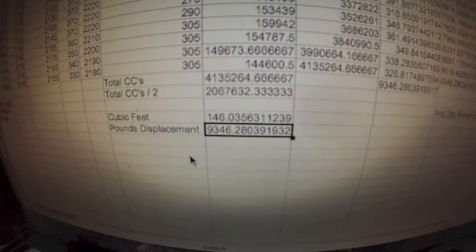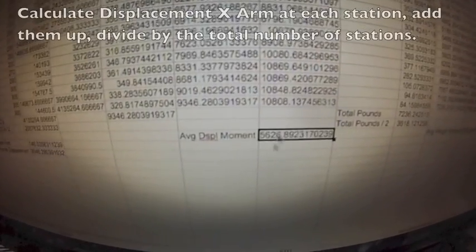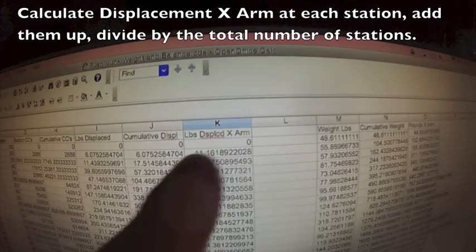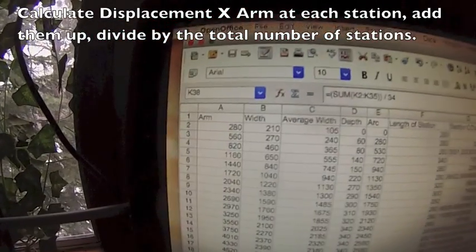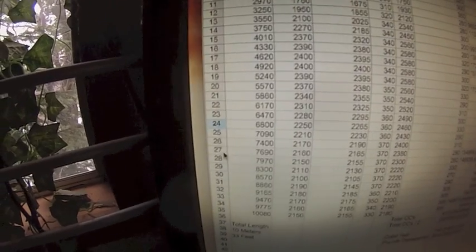33 feet. Next, I did the pounds displacement, which turned out to be 9,346 based on a theoretical water line. I'll show you that later. The average displacement moment, which is calculated based on pounds displaced times the arm, ended up to be 5,626, which puts the buoyancy midpoint at station 23. I know that says 24, but the first number is used up by the titles, so I'll just reduce each station by one. So buoyancy midpoint, station 23.